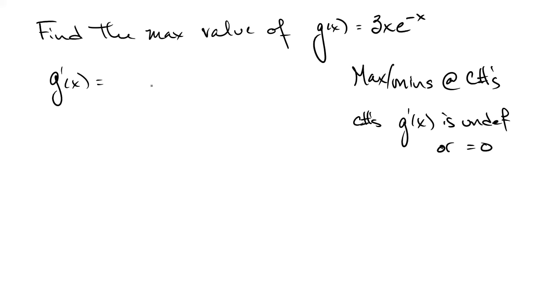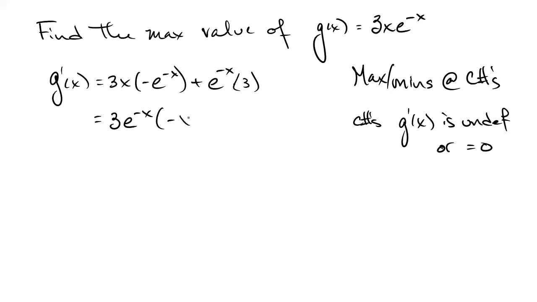G prime of x using the product rule will be 3x first times the derivative of the second, which would be negative e to the negative x, plus the second, e to the negative x, times the derivative of the first, which would be just times 3. Cleaning that up, we can factor out an e to the negative x and a 3, so we have 3e to the negative x times the quantity negative x plus 1. This is never undefined, so we can forget about that part, and equals 0 when x equals 1.